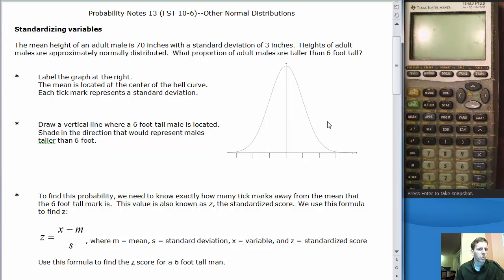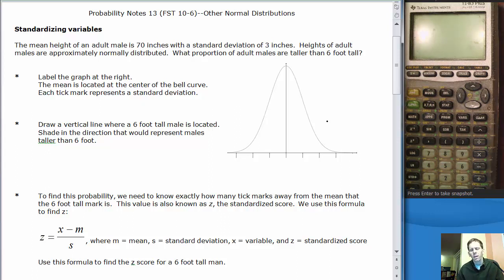These are probability notes 13, other normal distributions. Today what we're going to take a look at is data that can fit a normal bell curve. So we're going to look at data that's modeled using a bell curve, and we're going to find probabilities of different data values that would appear on this bell curve.